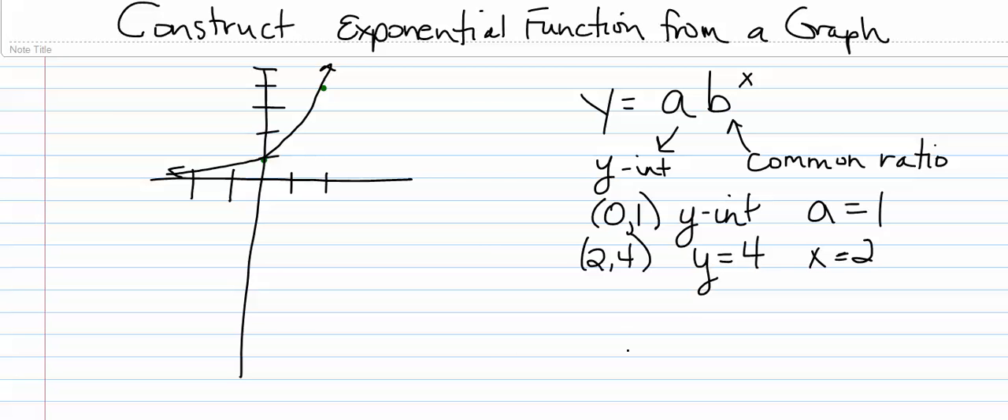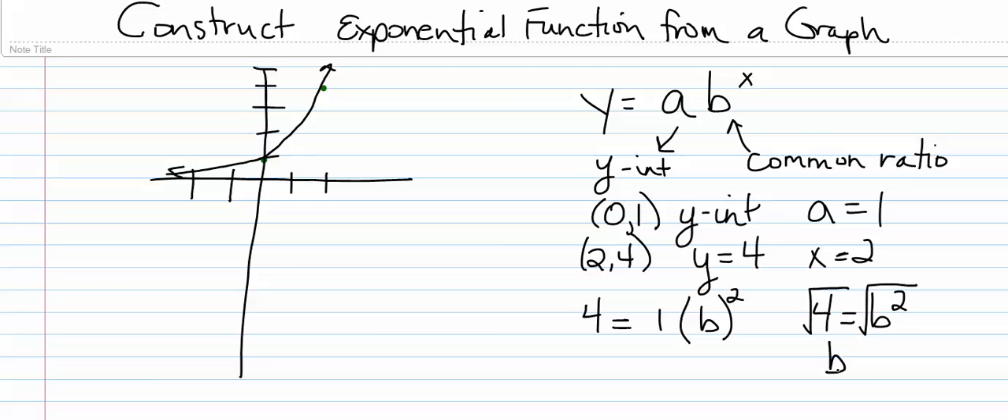We're going to do that by substituting these numbers in. So y is 4, a is 1. I don't know b yet, that's what I'm trying to find, and x is 2. So 4 equals b squared. I can find out what b is if I take the square root of both sides. So b is 2.